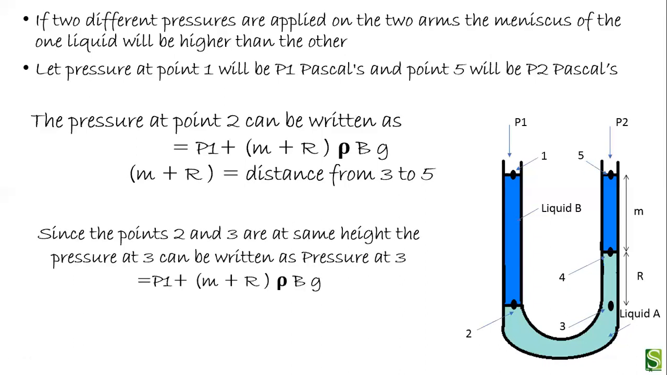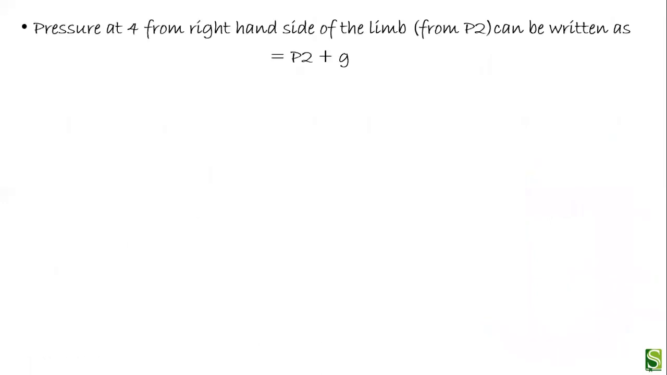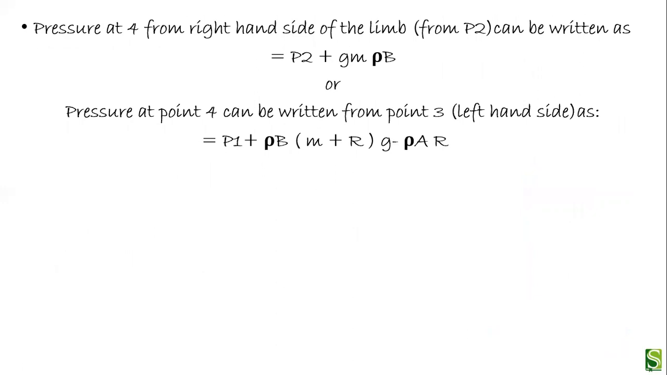from 3 to 5. Since points 2 and 3 are at the same height, the pressure is the same, so we can write the pressure at point 3 as P1 plus (M plus R) rho B g. Now the pressure at point 4, from the right side of the limb, can be written as P2 plus G M rho B. M is the distance. Or from the left-hand side, it can be written as P1 plus rho B (M plus R) G minus rho A R G.